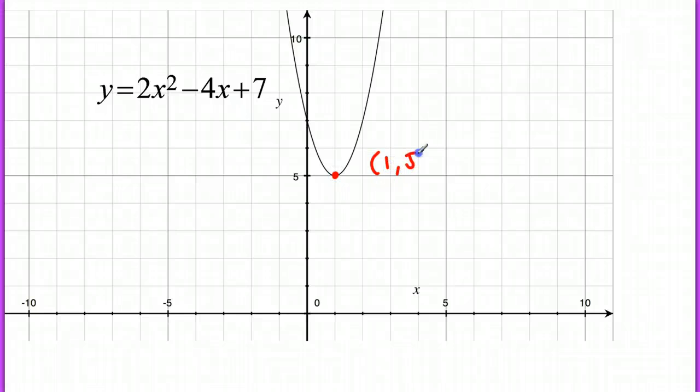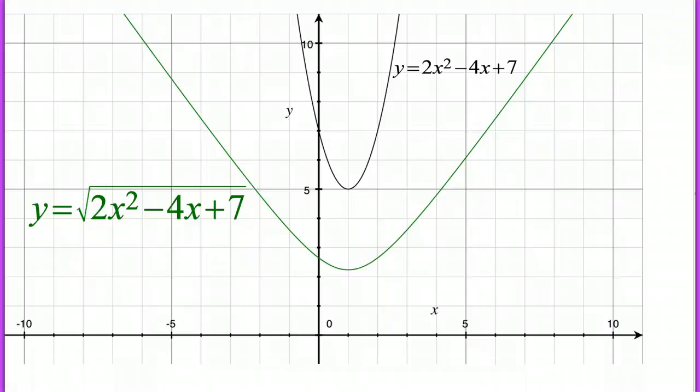And you can see right from the graph of this that we were in fact correct. Okay, now if I take a look at that next function that I'm supposed to find the max or min for, I'm noticing that this has a minimum value. It looks similar, I guess, to the graph of 2x squared minus 4x plus 7, but it's been shifted down a little bit. But I still have a minimum value.